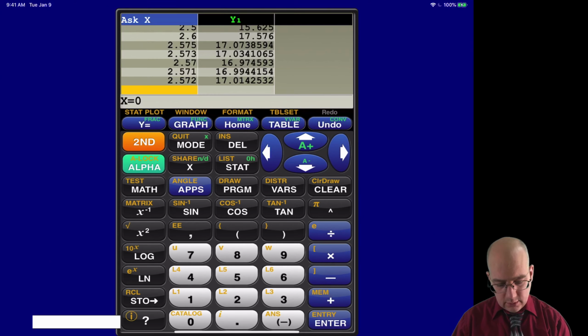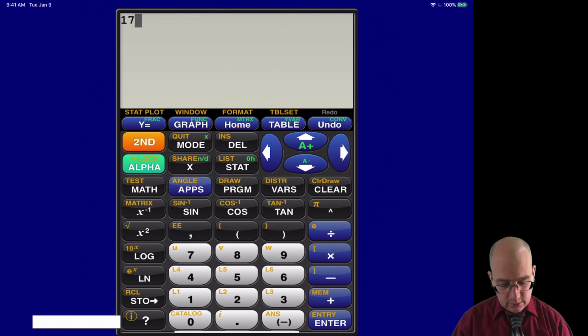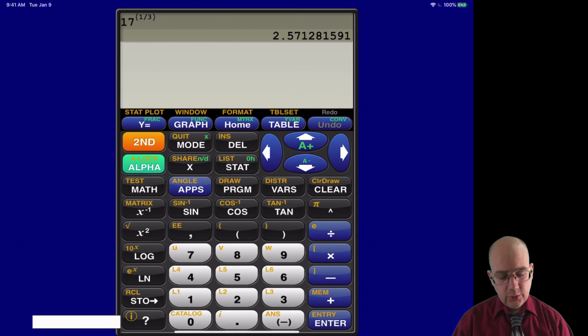In terms of computing it directly, I would do 17 raised to the, so what are we doing? We're doing cube root. So here I would do 1 divided by 3. And there you go, 2.5712. So notice that doing a cube root is like raising the thing to the 1/3 power. That's what we mean by a fraction in the denominator in a power: you're taking the root that way.